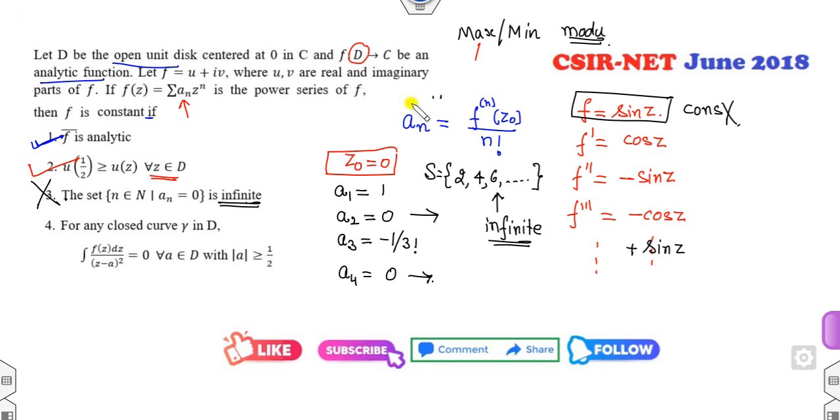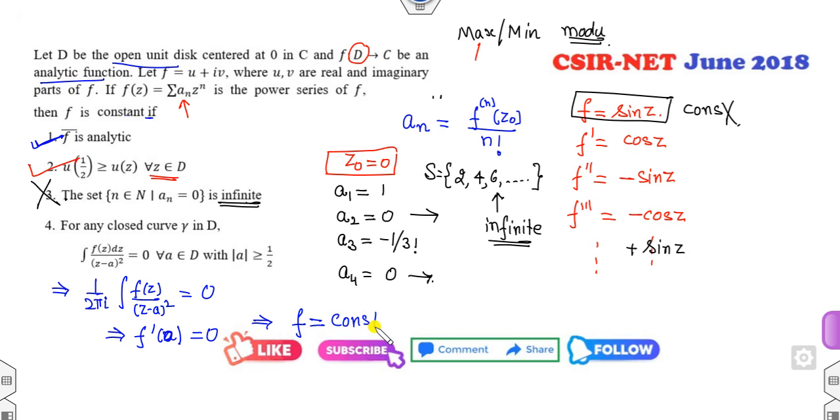For any closed curve, that's very simple. If I multiply by 2 pi iota on both sides, what is this given to you? Z minus a whole square. This means it is the first derivative at the point a. If the first derivative is 0, what does it mean? What is f? F is constant. Fine. So f is constant is the correct option. So the right answers are A, B and D.